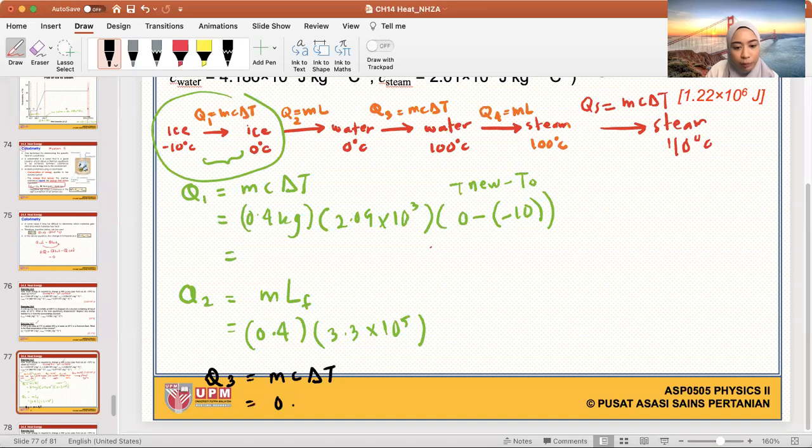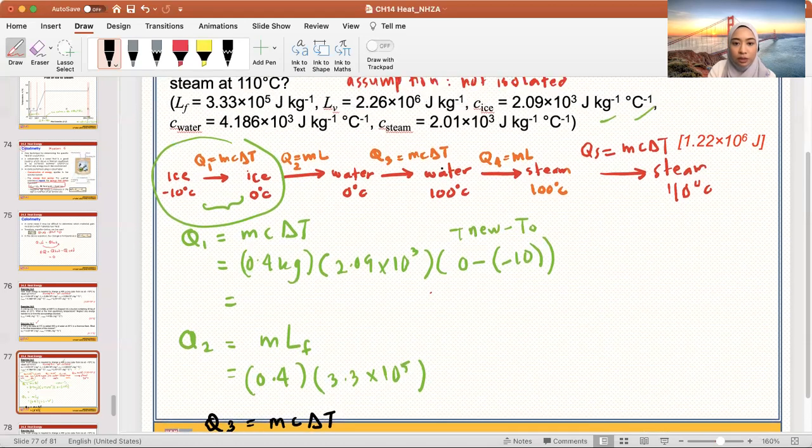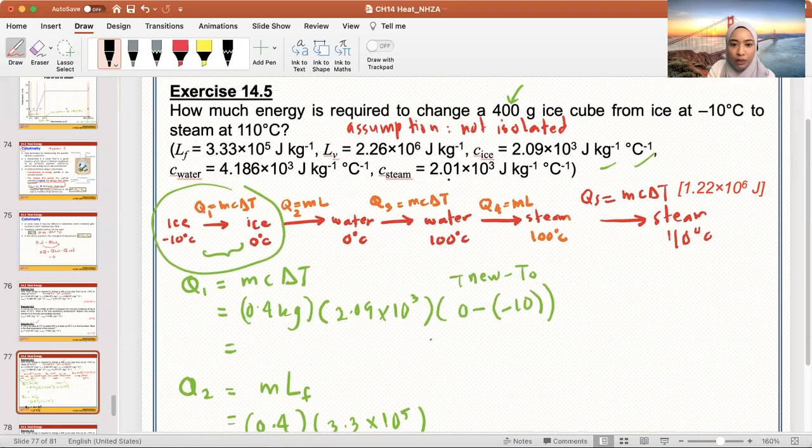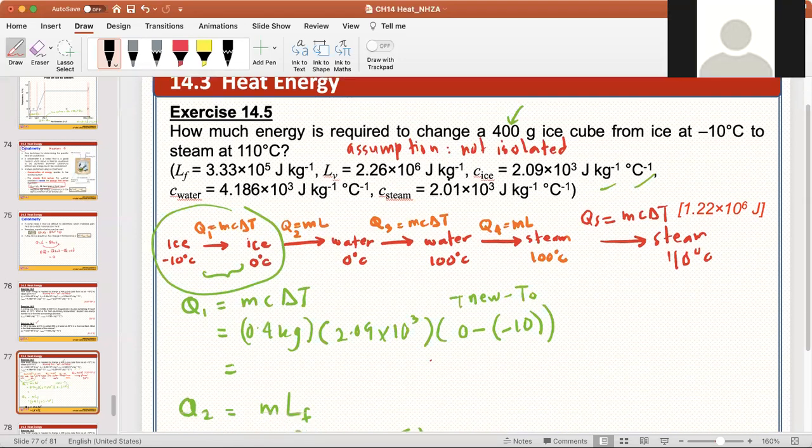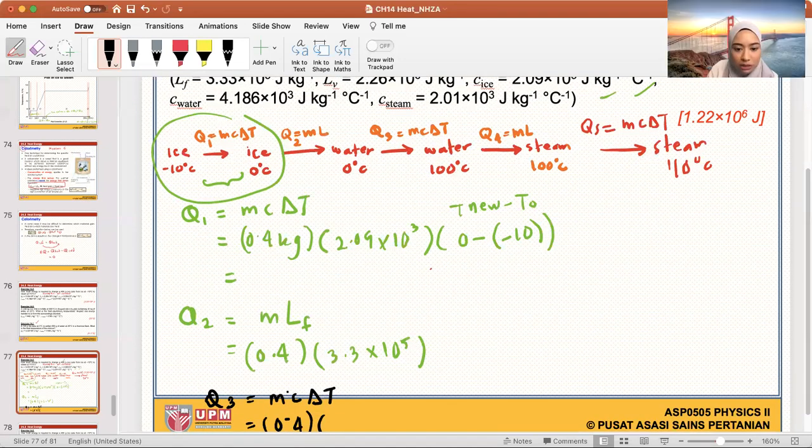So M is 0.4. We know this already. C, what is my C? Q3 is this guy over here. Water to water. What is my C? Seawater. Okay, so seawater is 4.186 times 10 to the 3. What is my delta T?